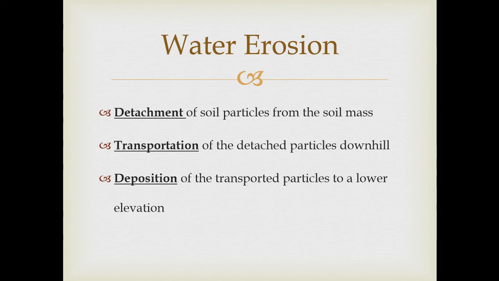Alright, water can also cause soil erosion in a three-step process. So first is the step of detachment. That is where the soil particles are detached from the larger soil mass. Then we have transportation, where that detached particle travels downhill in the water. And then deposition, where that transported particle moves to a lower elevation and then settles out of the water.